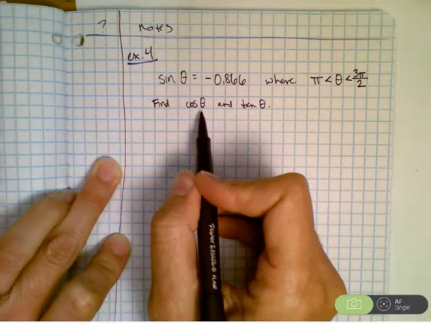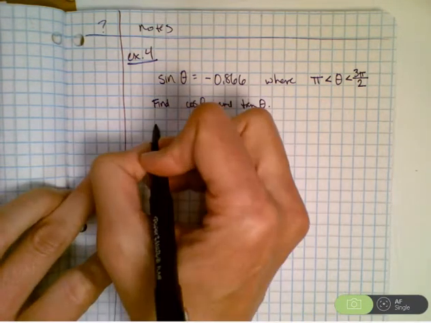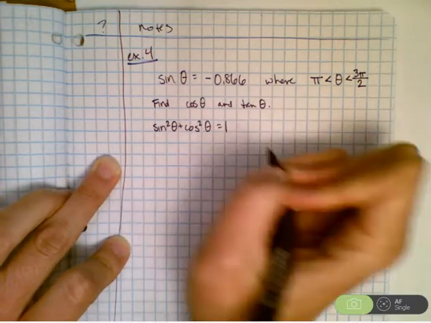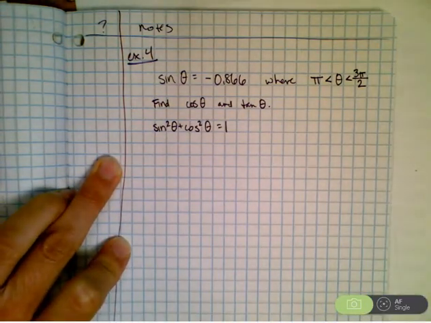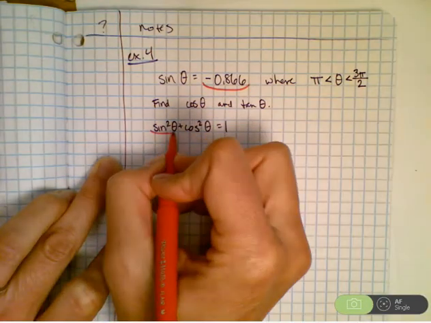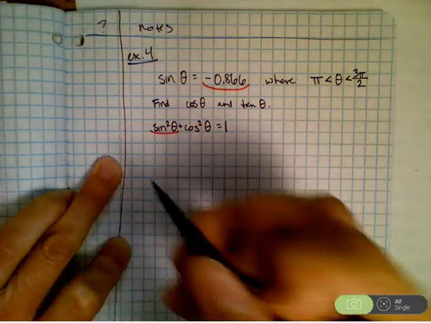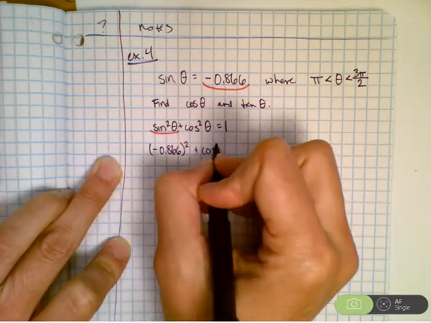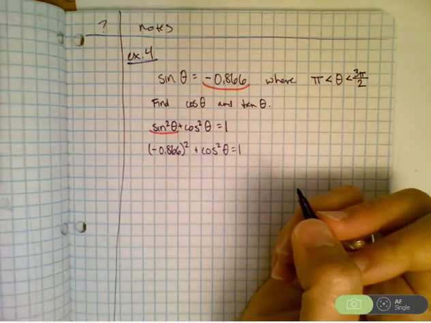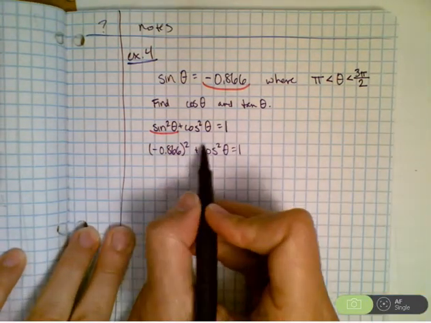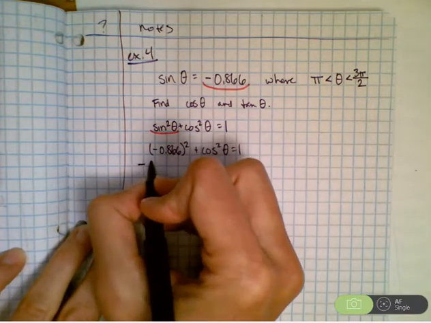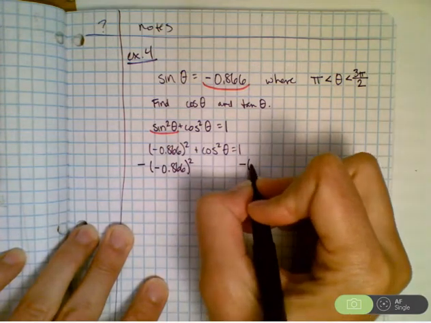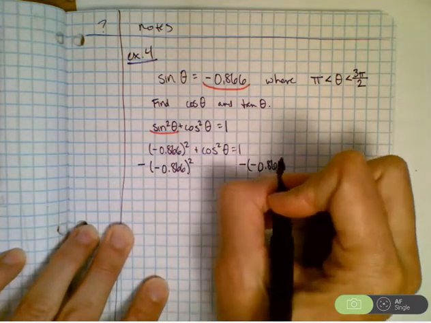So we're going to start by finding cosine. In order to find cosine, we use that same sine squared theta plus cosine squared theta equals 1. So again, this time I know the sine, so that's going to get replaced right there. So this becomes negative 0.866 squared plus cosine squared theta equals 1. I want to get cosine by itself, so I subtract negative 0.866 squared from both sides.